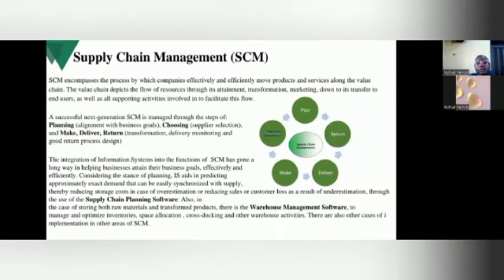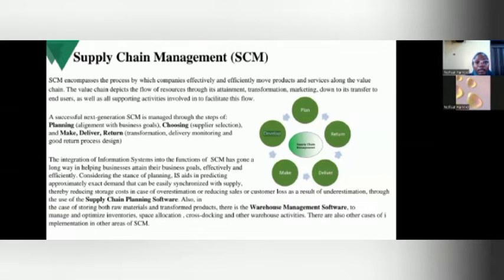So supply chain management encompasses the process by which companies effectively and efficiently move products and services along their value chain. So the value chain shows the flow of resources from the procurement down to the transfer to end users, as well as all other supporting facilities that are involved to improve this process.